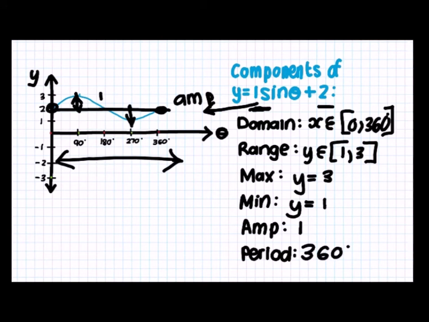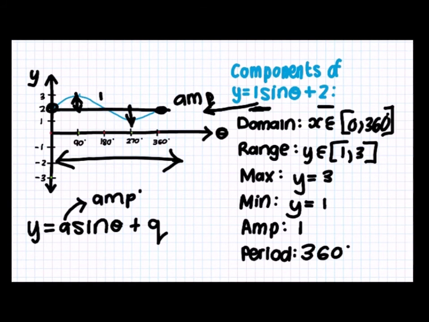So basically, what we see is when we add a constant to the end, it actually only changes the y values because it shifts it up, shifts it down. So what we call it is, we say y equals a sine theta plus q. Okay, so now we know that a is the amplitude. So even when you move it up, move it down, the height of the wave remains the same. So that's your amplitude. And what we call that is a vertical shift.